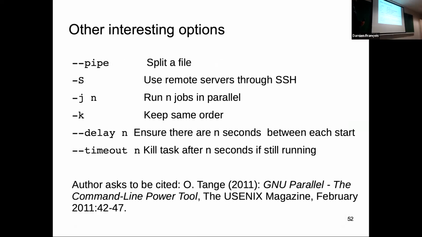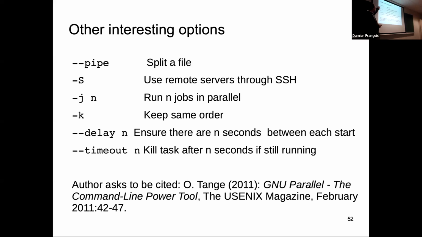GNU Parallel also has nice options to work with a file. So if you remember the split example I showed earlier, GNU Parallel is also able to split a large file in multiple chunks and feed those chunks to a program that is started in parallel. You can specify the number of jobs to run in parallel with -j, just like in the case of the makefile.